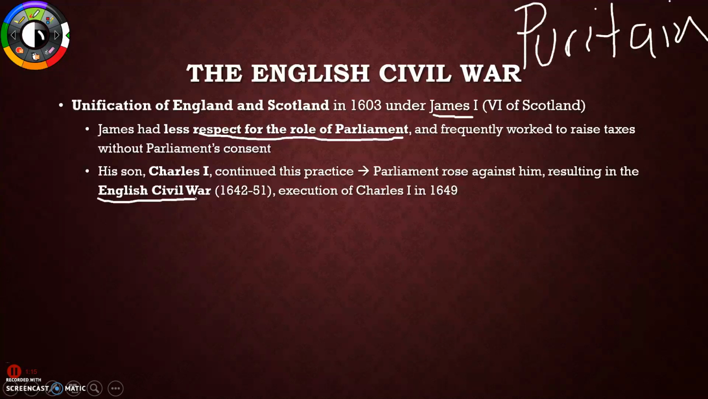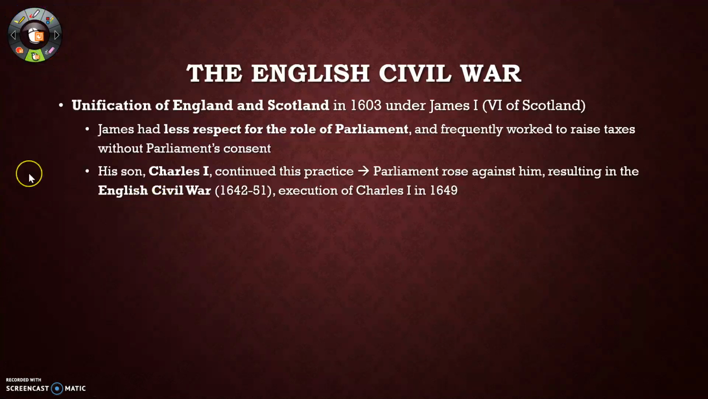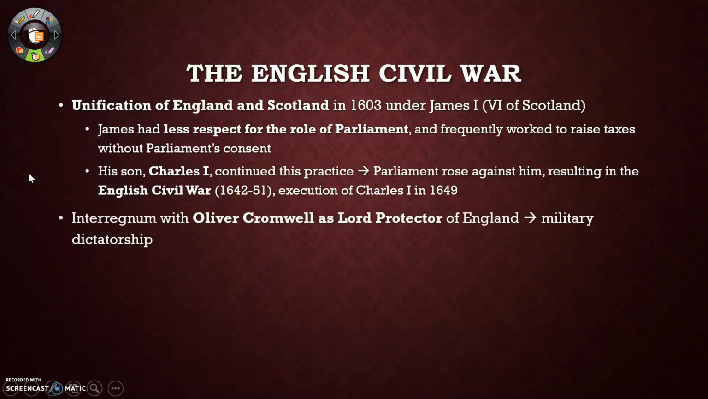So Charles is executed. This is a bit of a problem for the English throne, but we're just going to not have one for a while. So what occurs is that there is an interregnum where you have the leader of the parliamentary military, Oliver Cromwell, establishes himself as what is known as the Lord Protector of England. This is essentially a military dictatorship. It's not a kingship, although the position is hereditary.